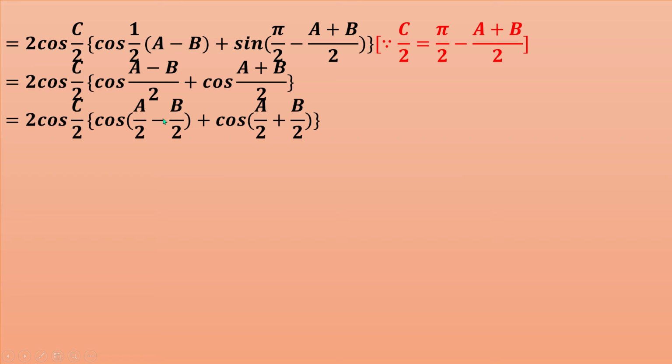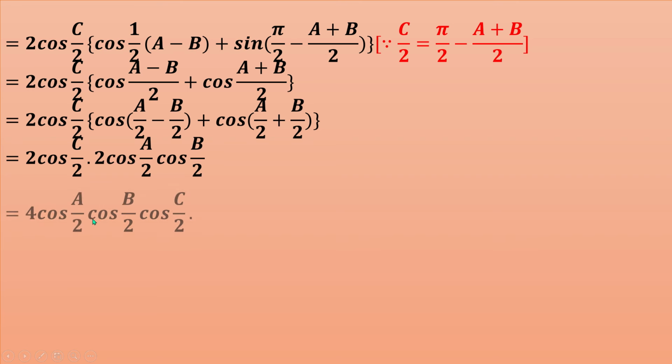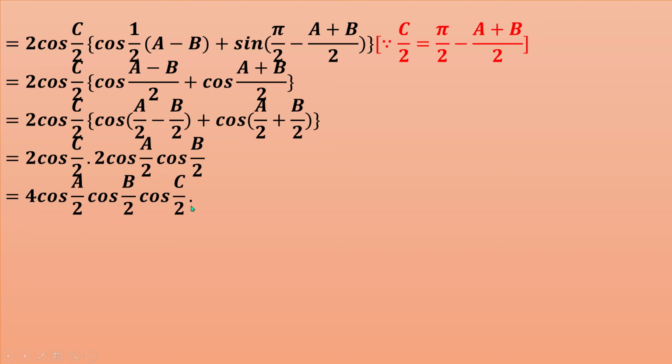Here is the formula, cos(a plus b) plus cos(a minus b), this equal to 2 cos a cos b. As here a is equal to a by 2, so we can write this part fixed, and here this equal to 2 cos a cos b, where b means b by 2, a means a by 2. Now calculate, we will get 4 cos a by 2 cos b by 2 cos c by 2. This equal to right hand side. Proof is complete. Clear everyone? Okay.